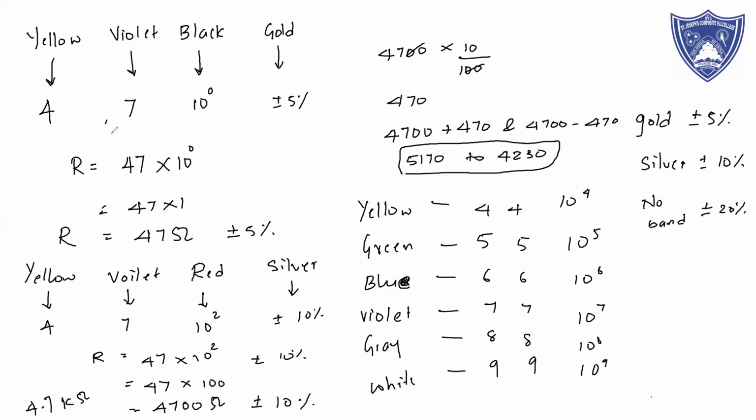You will get this question. You may get this question for around 1 or 2 marks, or you may get the reverse question also. Like they will give the value, like R is equal to 47,000 ohm, and they will ask you to write the color bands of the resistor. How will you do that? It is also very simple. I'll explain.